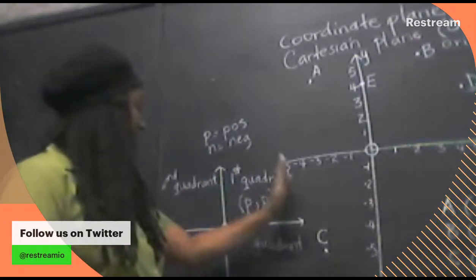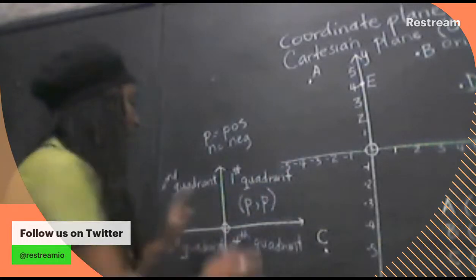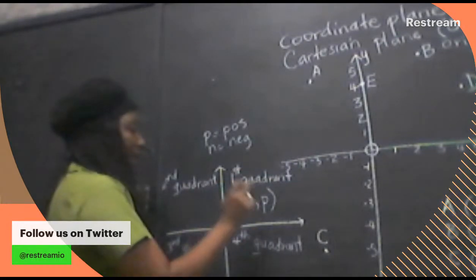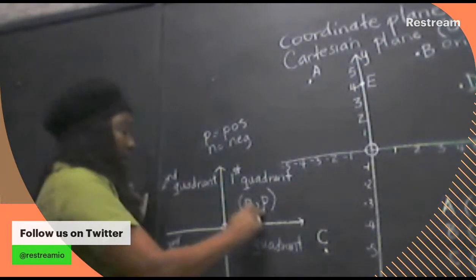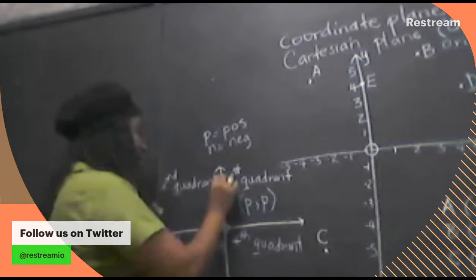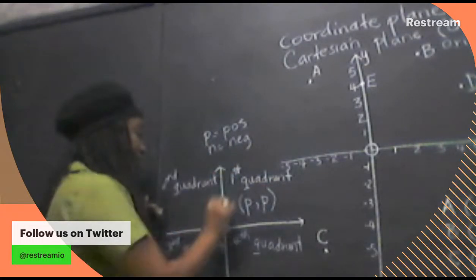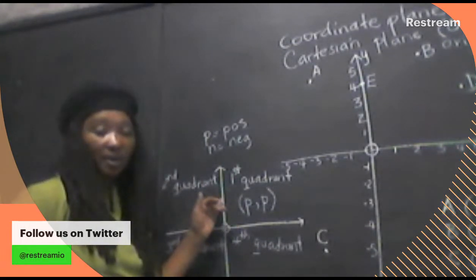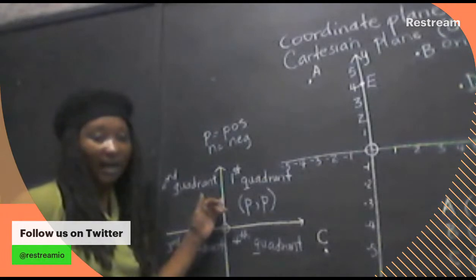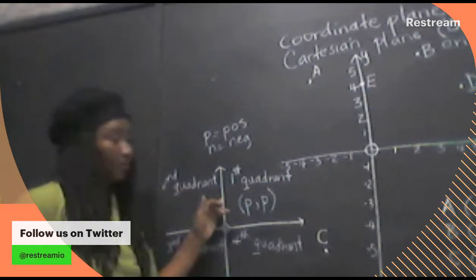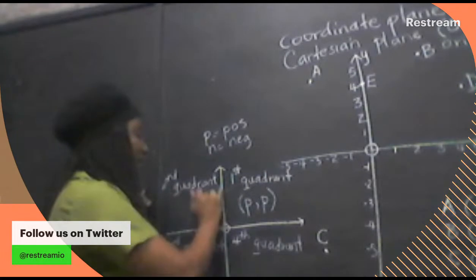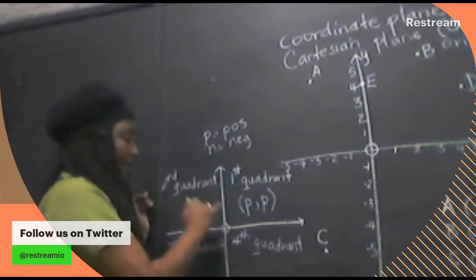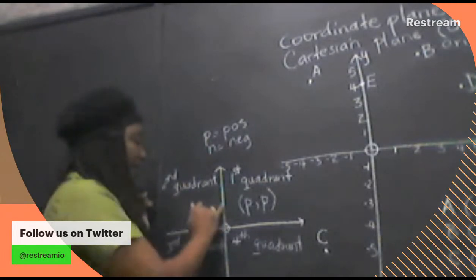All right, so in this quadrant, anywhere in here, the x is going to be positive and the y is going to be positive. If it falls along the y-axis, the positive y-axis here, you know the x is 0 and the y is positive. So if it falls along this part of the y-axis, it is 0 on the x and then a positive value on the y.